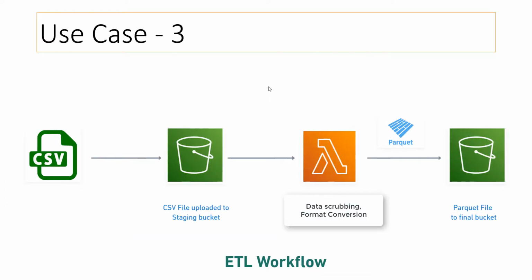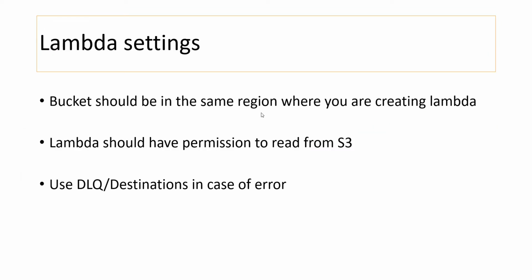Then the last one is ETL flow, where we are uploading our data and then transforming it as per our needs in the Lambda function itself, then saving the data in Parquet format. So believe me, in your real life projects, if you have huge data in CSV, you should better convert that to Parquet format. Now let's cover a few settings in Lambda.